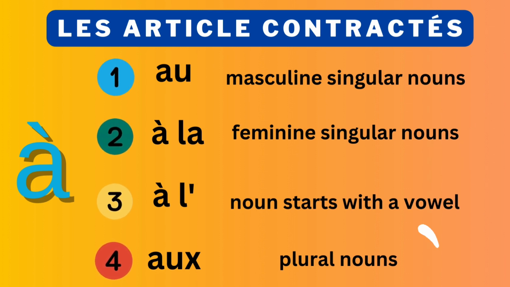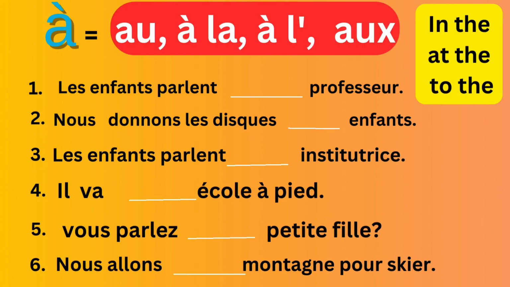If the noun starts with a vowel, we use à l'. For plural nouns, we use aux. So there are four forms: au, à la, à l', and aux. Here we have specific examples where we are going to apply the contracted article with à.